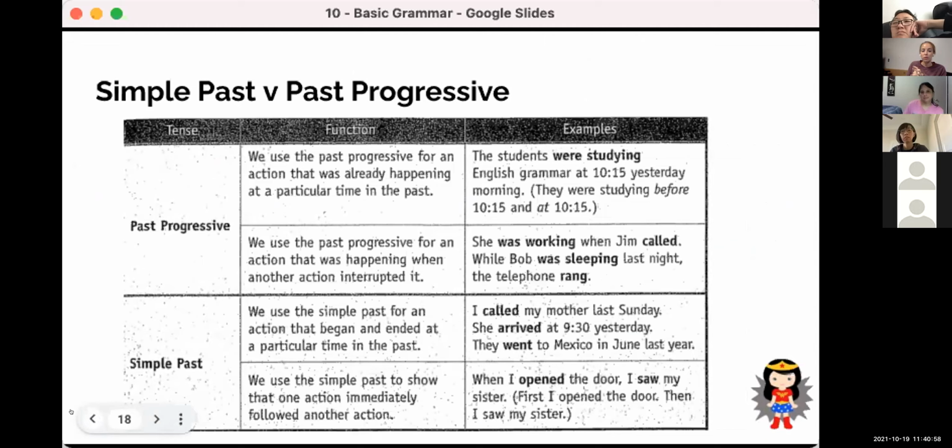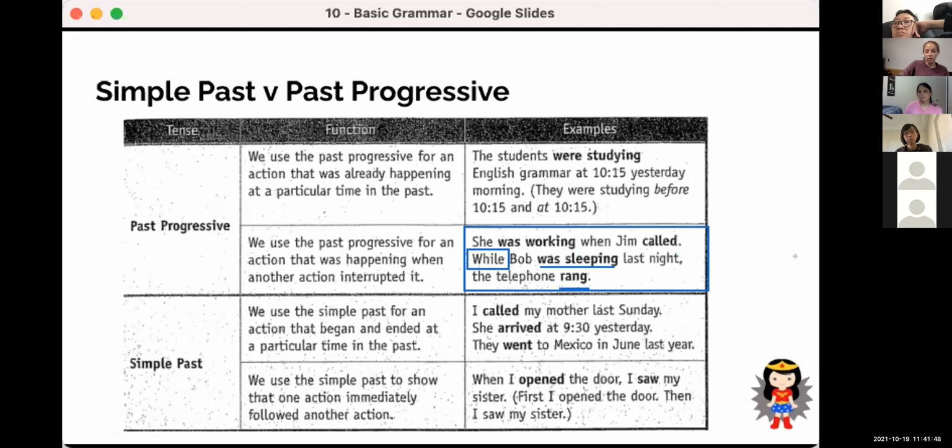There are a couple of situations where we would even use both the simple past and the past progressive together in the same sentence. We saw a couple of examples so far. Let's look at how this works now. She was working when Jim called. While Bob was sleeping last night, the telephone rang. In these sentences, we see she was working, Jim called. And we see this special word here, when. Bob was sleeping, the telephone rang. And we see this word here, while.